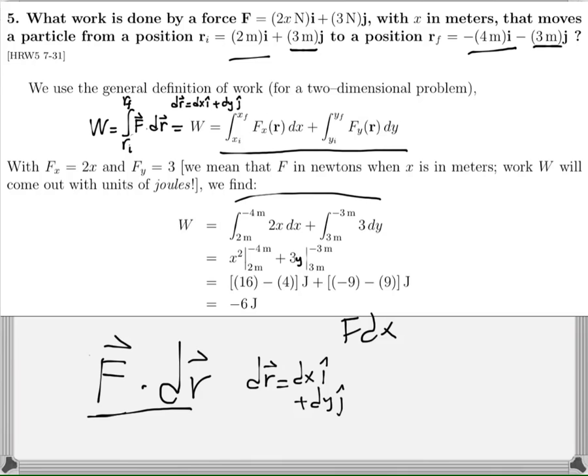So you have to know how to dot product these two vectors, F and dr, and find the limits of the integration. The limits of the integration are the x components of the final and initial position vectors, and the y components of the final and initial position vectors. Any questions with this?